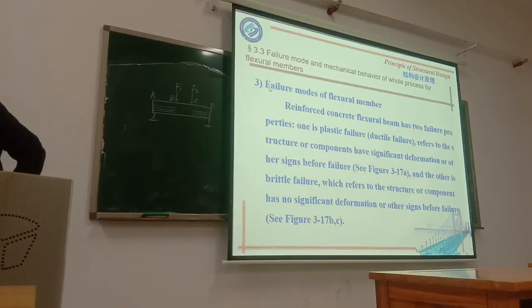Okay. Yeah. So now the following part we see is some failure modes of the flexural member. Actually, this reinforced concrete flexural beam has two failure modes. One is plastic failure or ductile failure, which refers to the structure or component having significant deformation or other signs before failure. Another one is brittle failure, which refers to the structure or component having no significant deformation or other sign before failure. So what's the meaning of these?